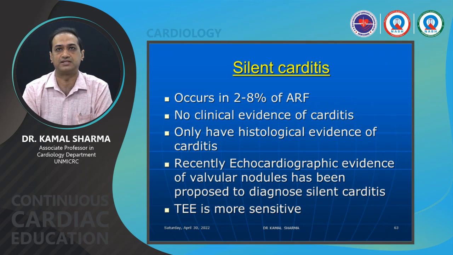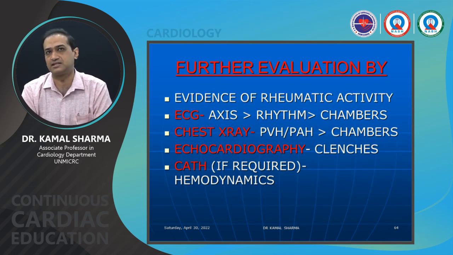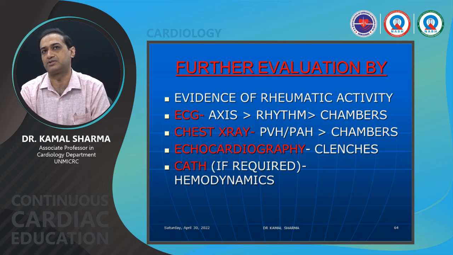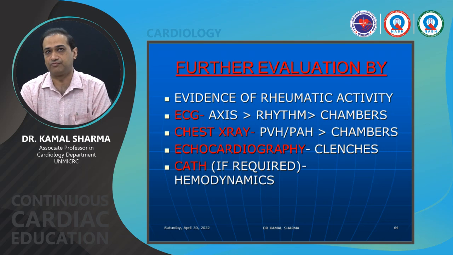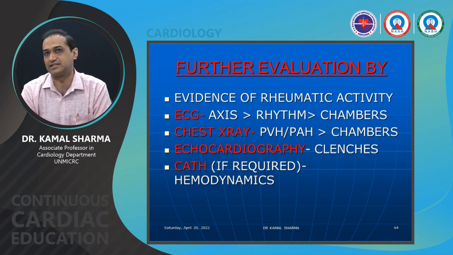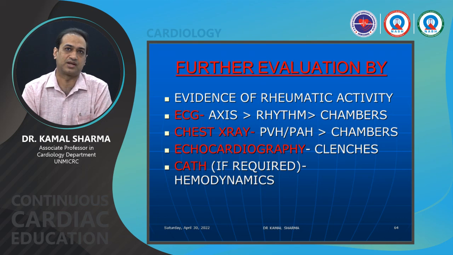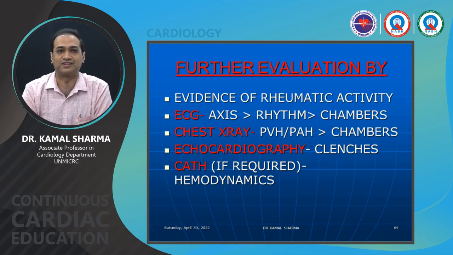and engorged neck veins. Silent carditis can occur in 2 to 8% of rheumatic fever, and hence in further evaluation you would require patients to be evaluated by ECG, X-ray, echo and cath if required. These findings are again beyond the topic of discussion today, which we can try to cover in some other discussion some day. Looking at the axis, rhythm and chambers which are enlarged, pulmonary venous and arterial hypertension and chamber enlargement, echocardiography will help in clinching the diagnosis.